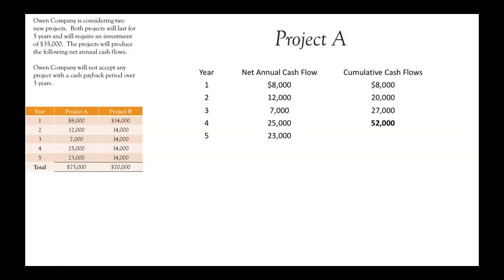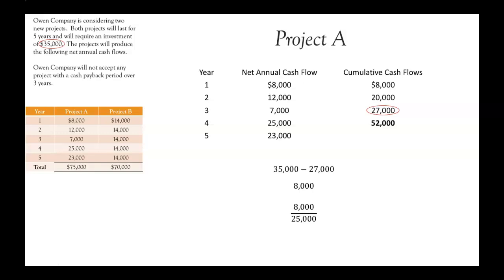So we do that first, and now we can start figuring out the cash payback period. What we're going to do is take $35,000 minus $27,000. Why are we doing this? Well, we're taking the initial cost minus the cumulative cash flows after year 3, because we want to know how much money we need to make in year 4 to make back our $35,000. So we need to make an additional $8,000 here in year 4.